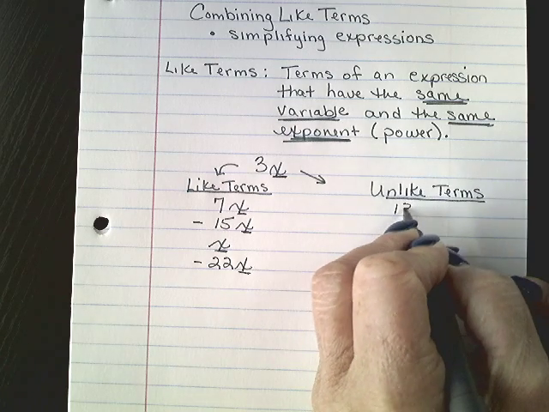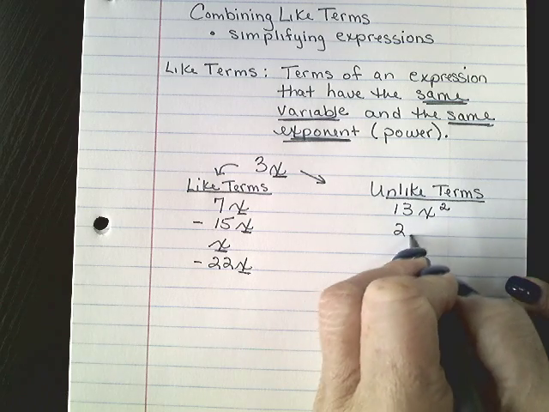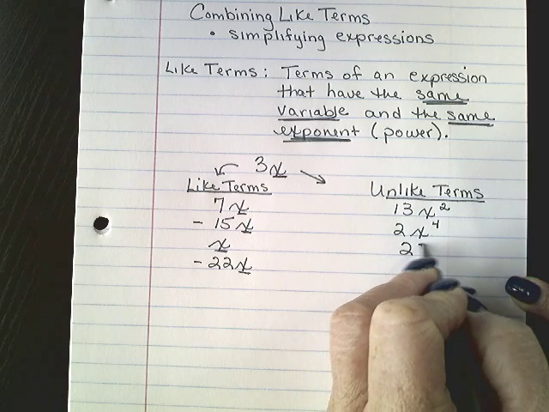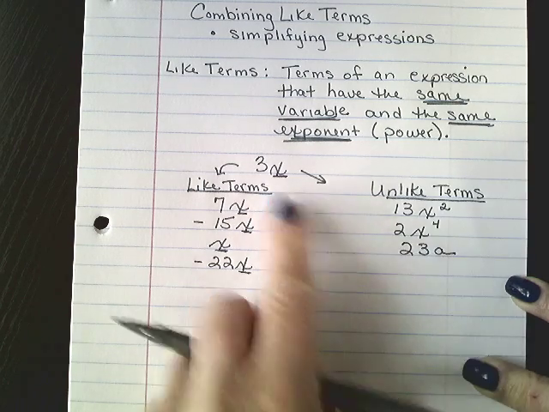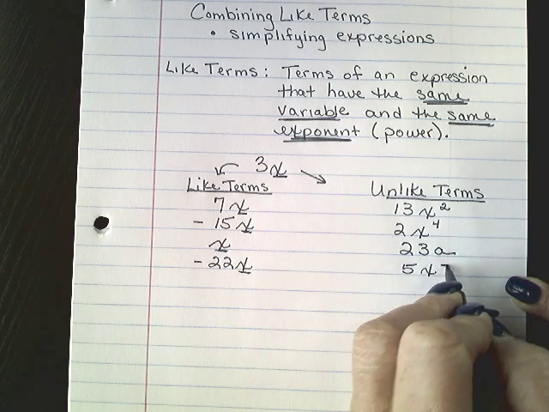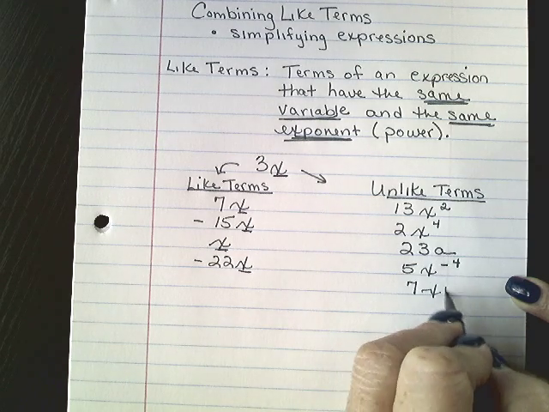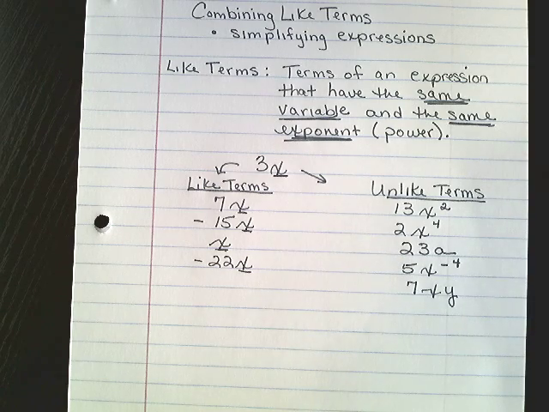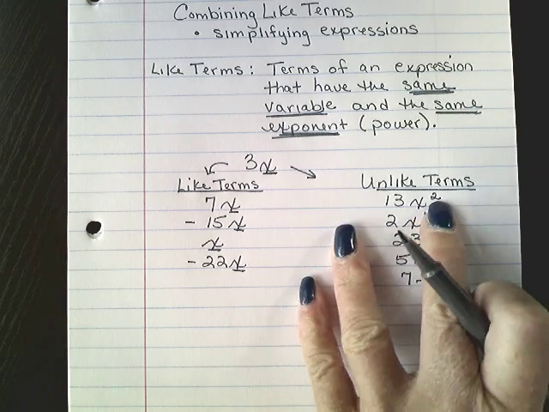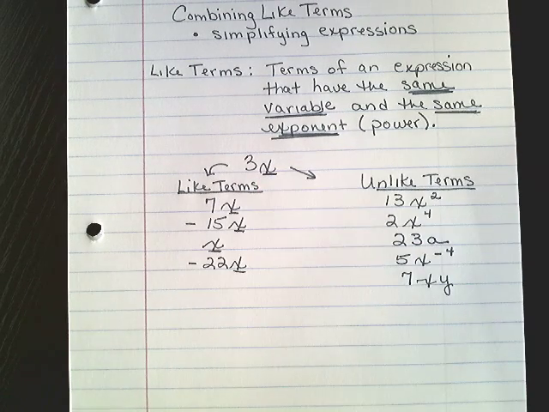Unlike terms, 13x squared, 2x to the 4th power, 23a. They don't even have the same variable. 5x to the negative 4 power, or 7xy. None of those have the same variable, which is x to the 1st power. We have an x here, but it's to the 2nd power. We have an x to the 4th power. This is x to the 1st.